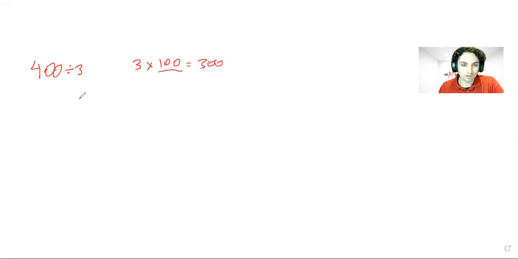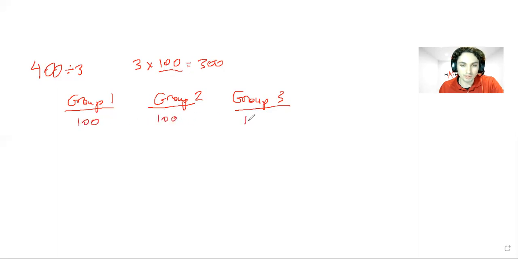So if I draw these groups again here, I'm going to have group 1, group 2, and group 3. Since we have 100 that goes into each group, I'm going to put 100 in each group here. And we've already divided that 300 evenly. So I'm going to subtract that 300 from the 400. And now we have 100 left that we have to divide by 3.